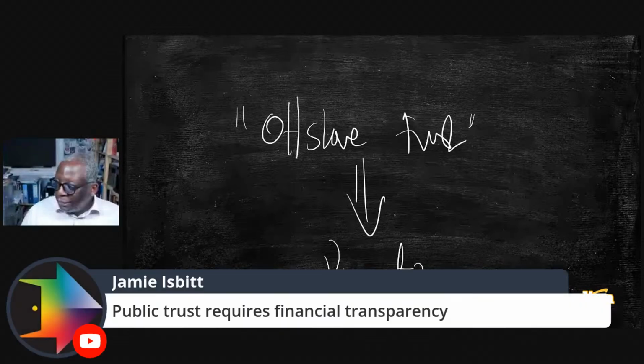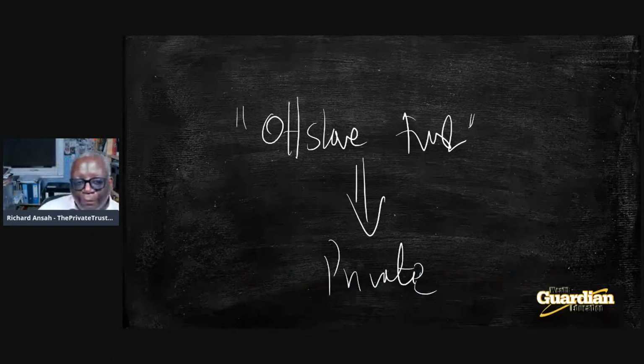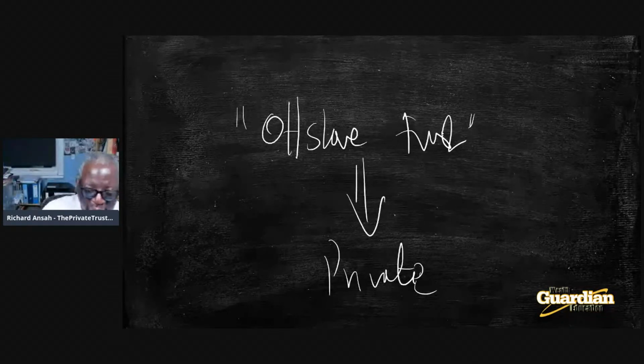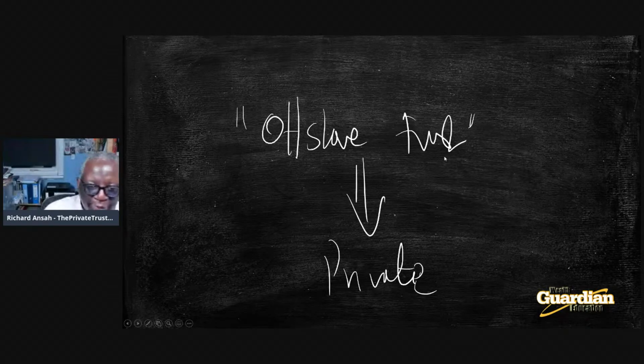If I say that it's all about jurisdiction. James says public trust requires financial transparency. Effectively, when I draft a private trust, there's a bit more nuance to it than that, but that's the underlying foundation.